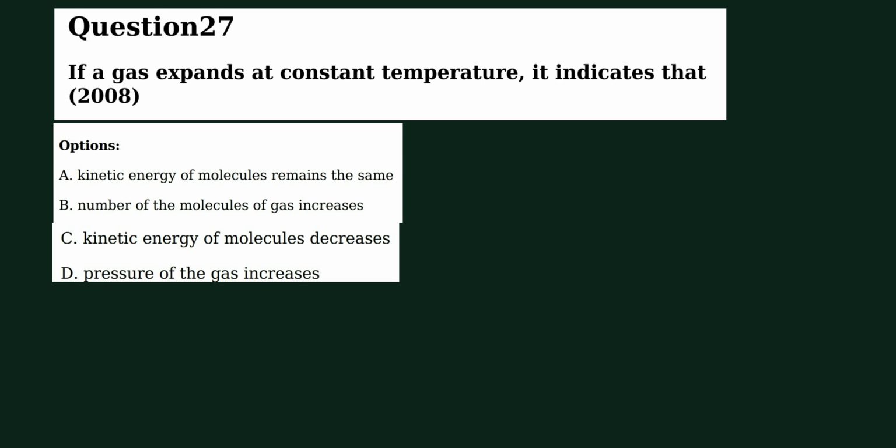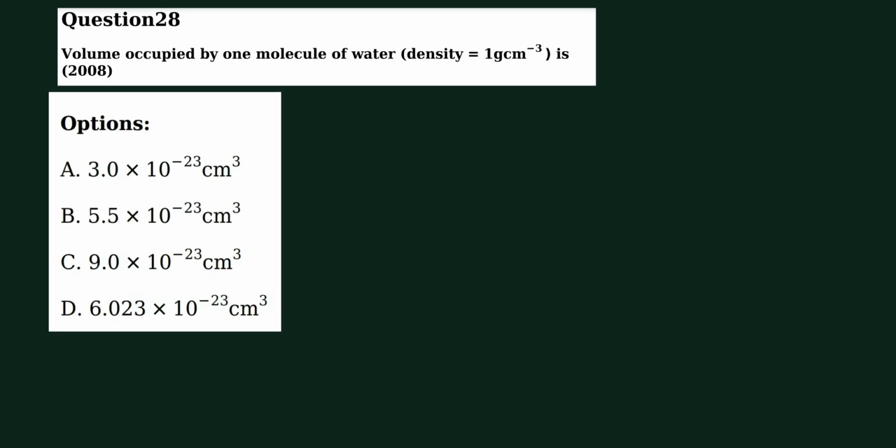If a gas expands at constant temperature, it indicates that. If a gas expands at constant temperature, then what is its kinetic energy? Kinetic energy is directly proportional to temperature. If temperature remains constant, the kinetic energy also remains constant. Means there is no change in the kinetic energy; the kinetic energy of the molecules remains the same. So which one is matching your answer? A is matching.